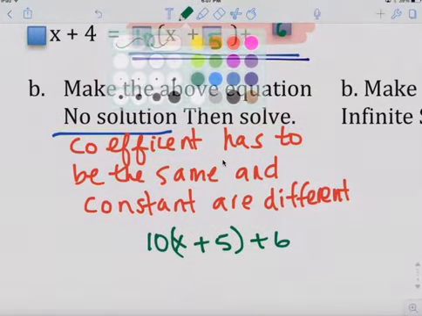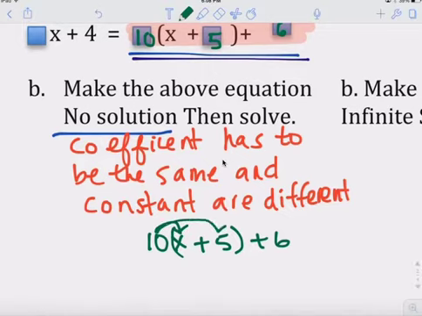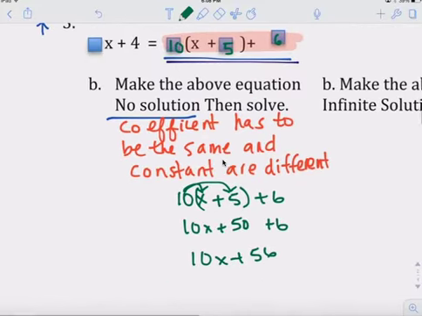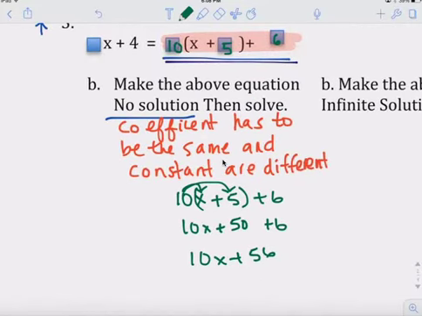So what you do is you go, okay, distributive property, that's 10x plus 50 plus 6. So you get 10x plus 56. Okay, great. And you can't solve this expression anymore. So you just solve this expression until you can't. Okay, whatever number you choose, it could be anything.